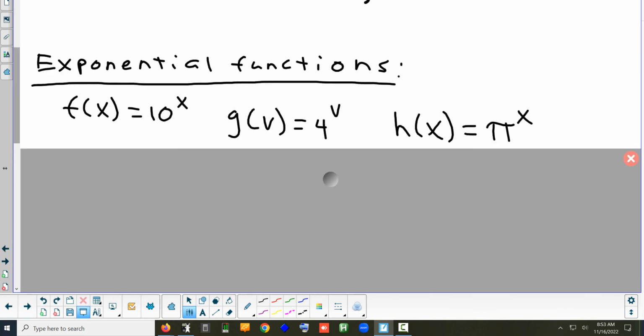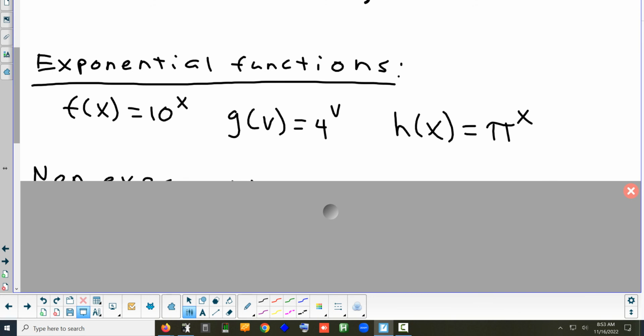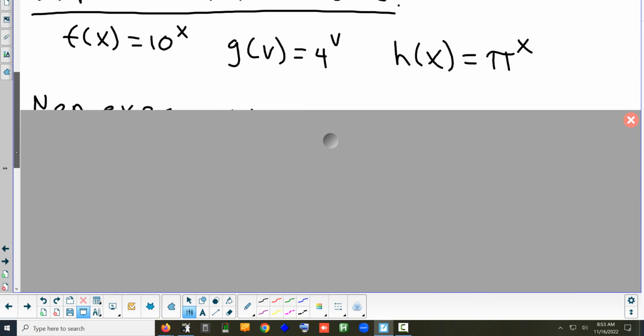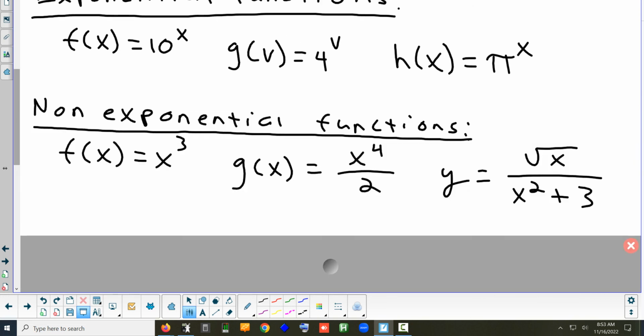Okay, these are all examples of exponential functions. If you're not sure why any of them are exponentials, just ask me. But in general, they all have a base that's positive, and none of the bases there are 1. And they all have variables as exponents. Those are examples of non-exponential functions. To be exponential, you have to have a variable in the exponent. None of those have variables in the exponent. None of them.